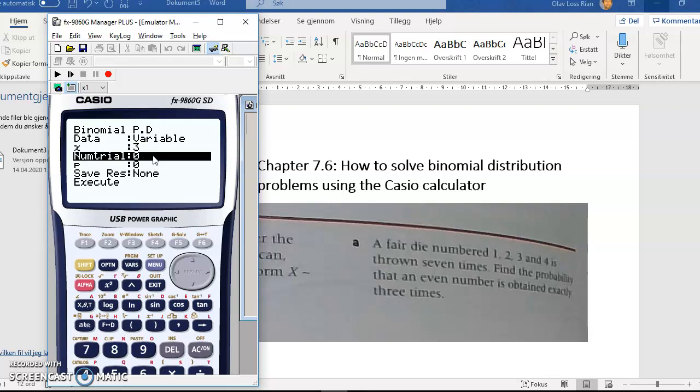The number of trials is 7 because we're throwing the die 7 times. And the probability here to get an even number is going to be 0.5. The reason for that is that there are 2 of these numbers that are even, 2 and 4. So every time you throw, there is a 50% chance to throw an even number. And at the end, we just press execute and we get that the probability is 0.2734375. So that's the same number that we found by hand.